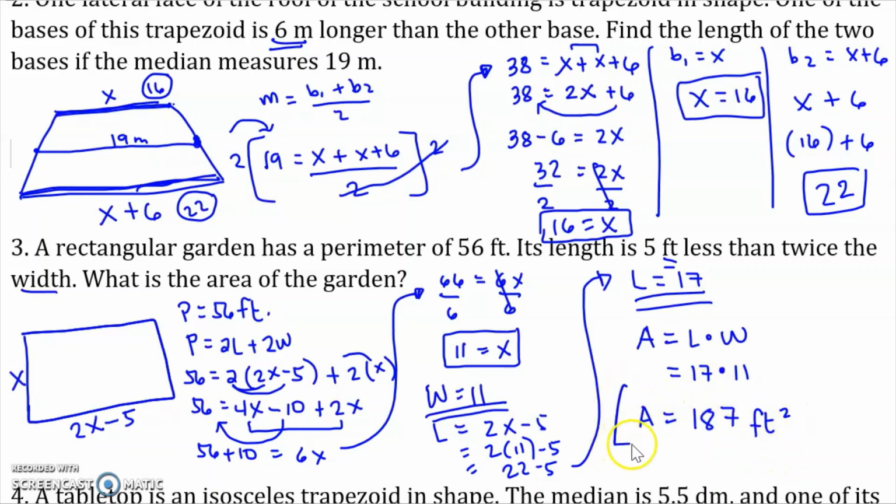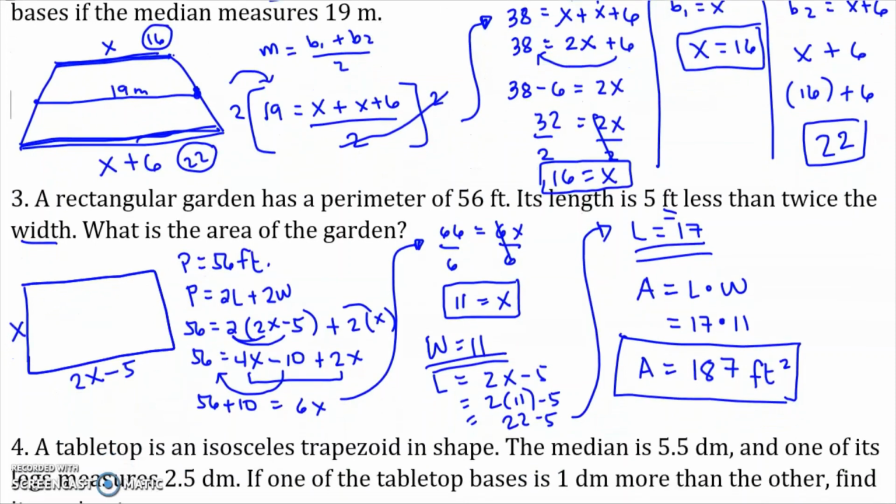So, eto na po yung ating final answer sa number 3. Kasi ang hinahanap is, what is the area of the garden? So, our area is 187 square feet ang basa po dyan. So, therefore, we're done with number 3. So, 2 numbers na lang. Proceed na tayo kay number 4.